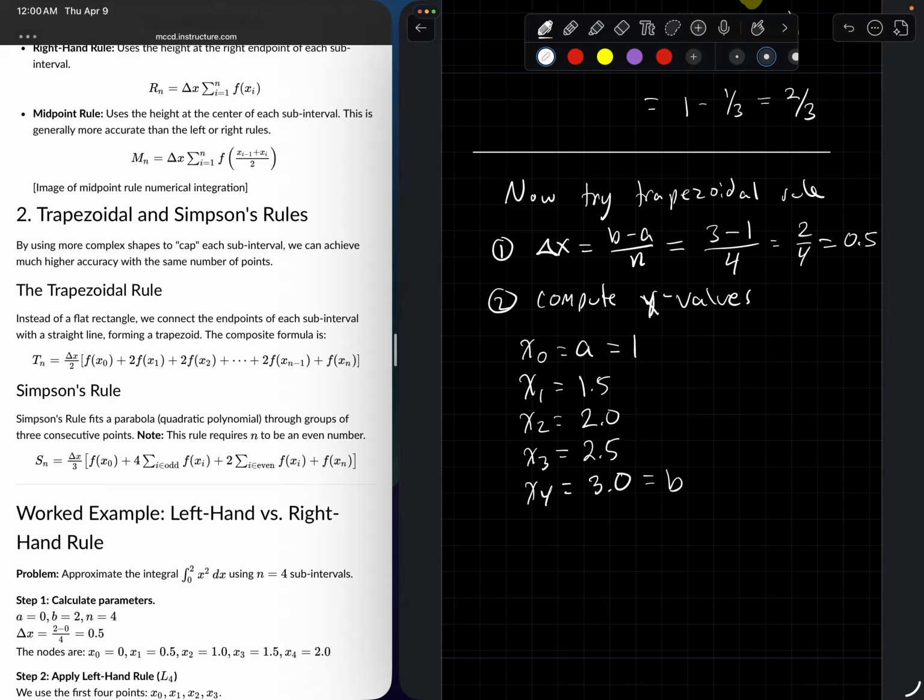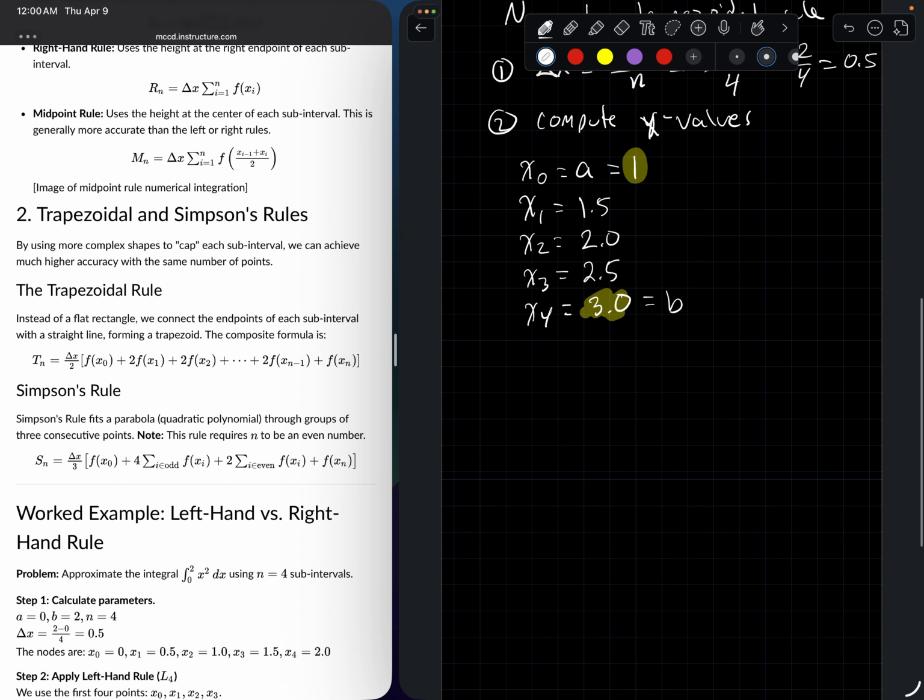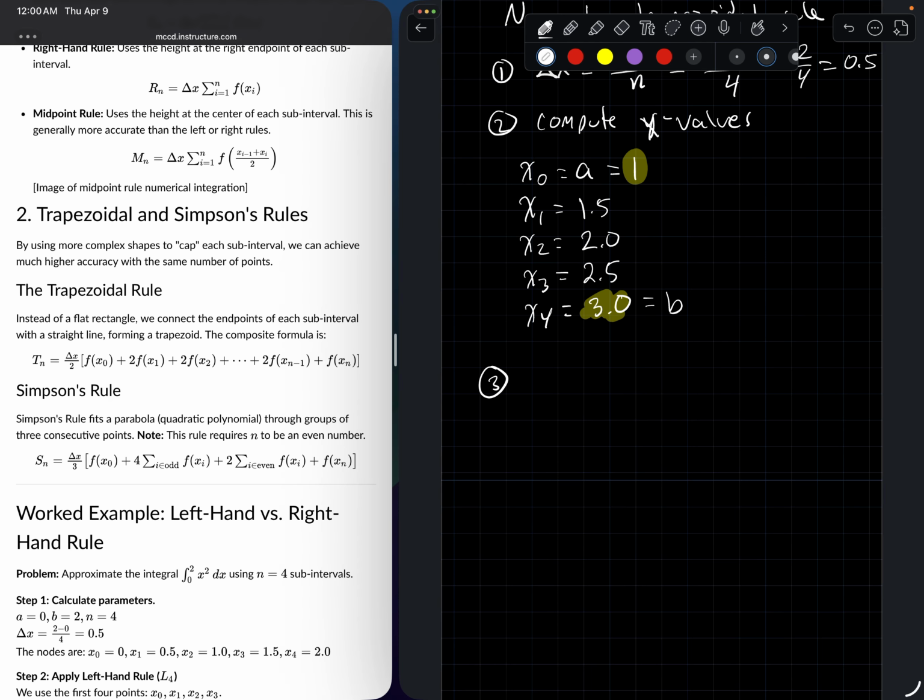So we're integrating from 1 to 3. And of course, we see that we are indeed starting at 1, and we are going to end up at 3. Okay, so we calculate these x values. Now, at that point, we can go to our trapezoidal rule.